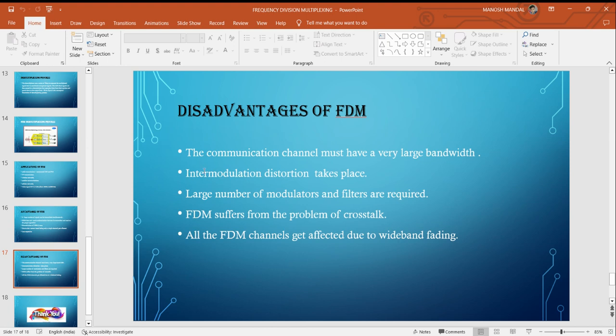Disadvantages of FDM: the communication channel must have a very large bandwidth. Intermodulation distortion takes place. A large number of modulators and filters are required. FDM suffers from the problem of crosstalk. All the frequency division multiplexing channels get affected due to wideband fading.